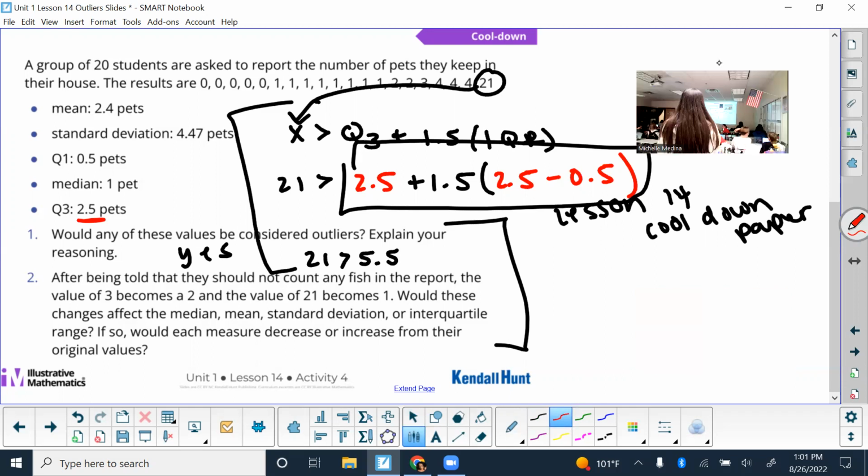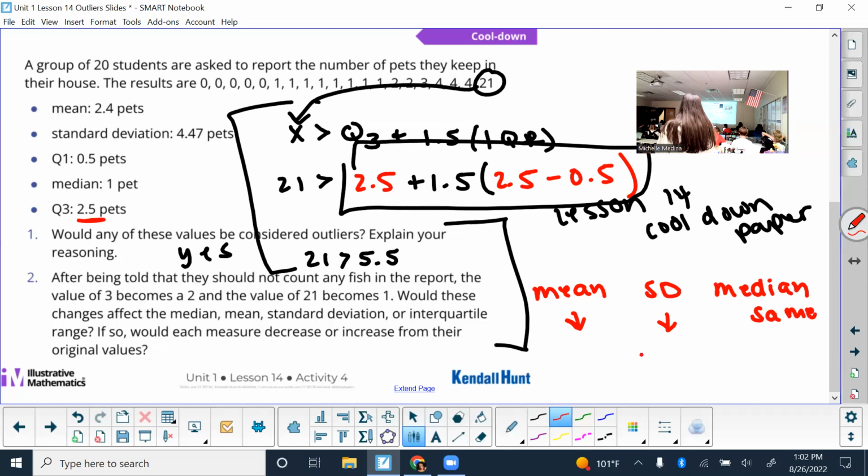Guys, stop talking. The mean would decrease because we're taking away the really big number. The standard deviation would increase or decrease. Decrease if I'm making it less spread out. I'm taking away the extreme value. And median stays the same. In this one, you would actually have to check. And then my IQR decreases just a little bit, but it decreases if you care to check.